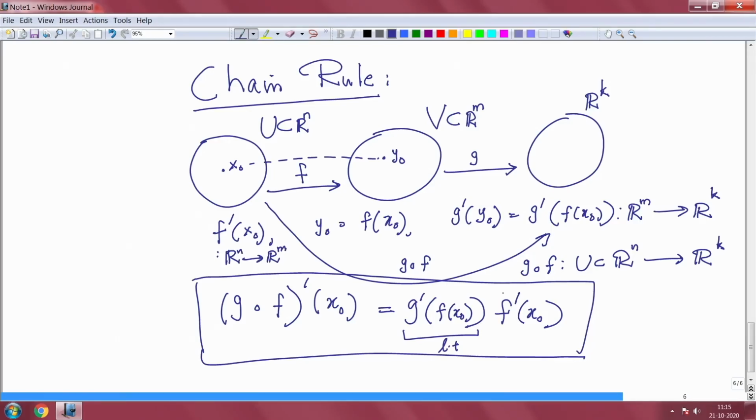So f prime at x naught acts on points of Rn to produce elements in Rm. Then g prime of f of x naught acts on elements of Rm, and it gives you an element in Rk. So this chain rule is extremely useful.